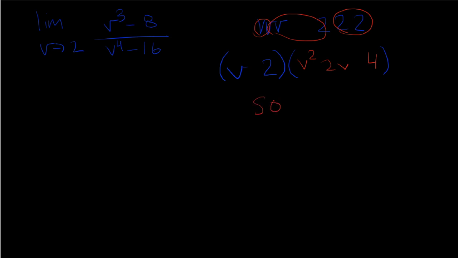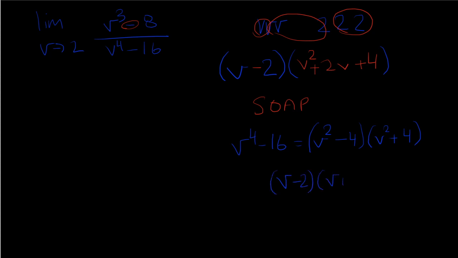If I use SOAP, S stands for same. Here I have a minus, so it's going to be same. Then O is opposite, that's going to be plus. Last one is always positive, so that's a plus. And the bottom I have v to the 4th minus 16. So if we do this on the side, we know this is a difference of two squares. So it'll be v squared minus 4 times v squared plus 4. And v squared minus 4 is v minus 2 times v plus 2 times v squared plus 4.